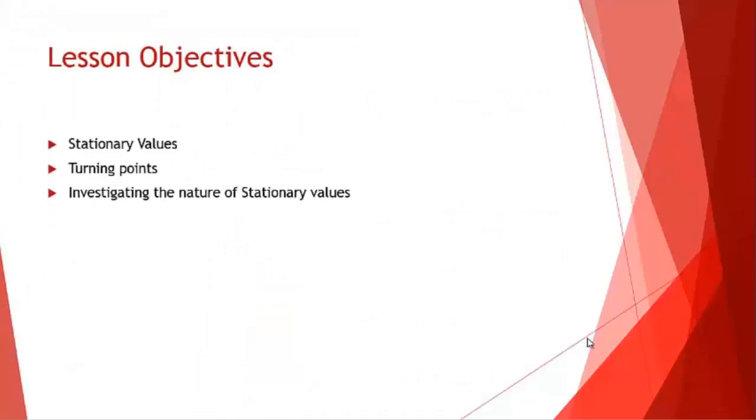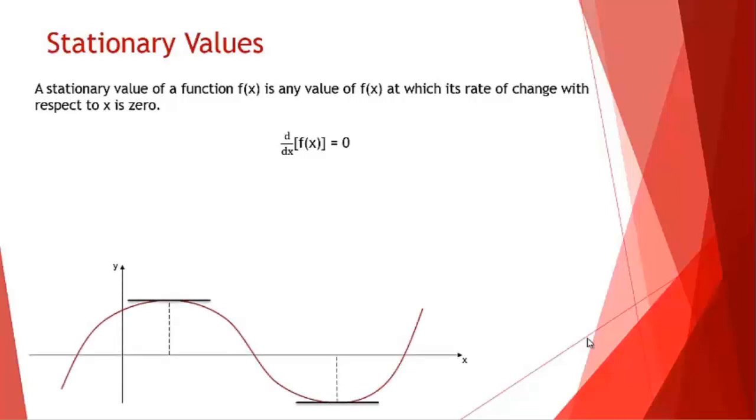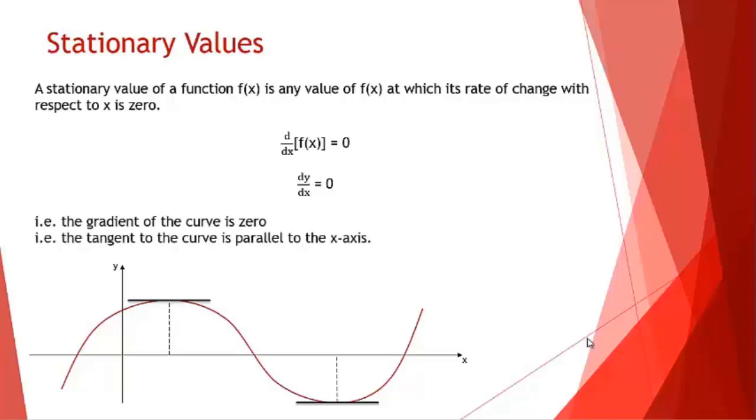A stationary value of a function f of x is any value of f of x at which its rate of change with respect to x is 0. That is, the stationary values of f of x occur when the differentiation of f of x with respect to x is 0. For a graphical representation, consider this curve whose equation is y equals f of x. At a stationary value, dy by dx equals 0, so the gradient of the curve is 0, and the tangent to the curve is parallel to the x-axis.